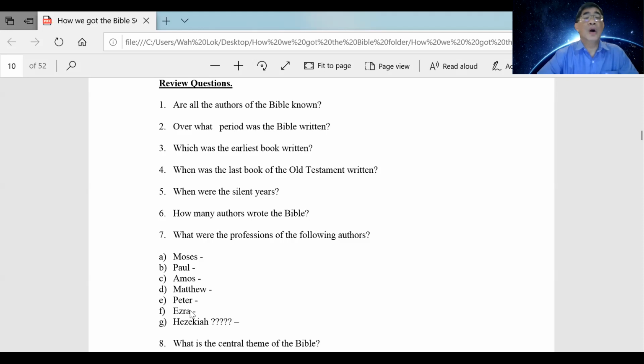Question 2: over what period was the Bible written? Remember the chart I showed you for the Old Testament. What period was the oldest book? The book of Job. You can write down in your book, Job, 2000 BC. And the latest book of the New Testament is the book of Revelation, around AD 95. So from 2000 BC to AD 95, we're talking about 2,100 years.